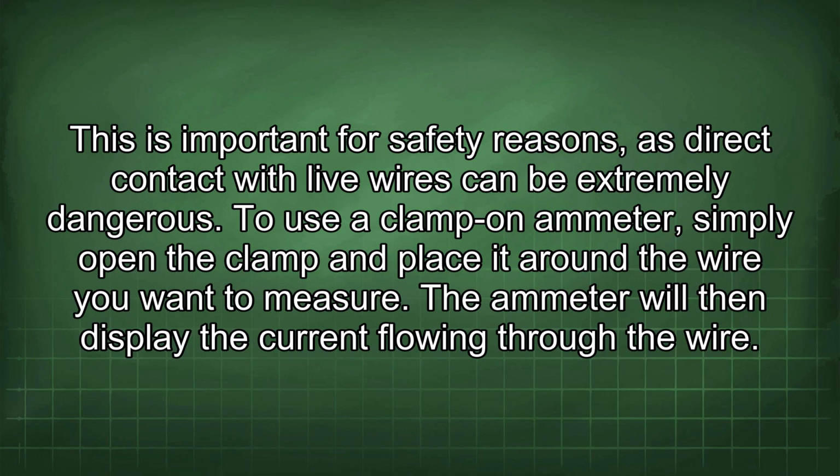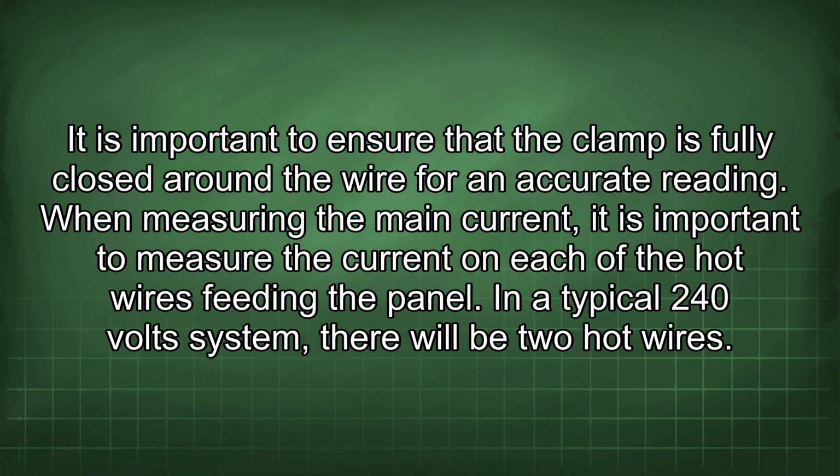This is important for safety reasons, as direct contact with live wires can be extremely dangerous. To use a clamp-on ammeter, simply open the clamp and place it around the wire you want to measure. The ammeter will then display the current flowing through the wire. It is important to ensure that the clamp is fully closed around the wire for an accurate reading.